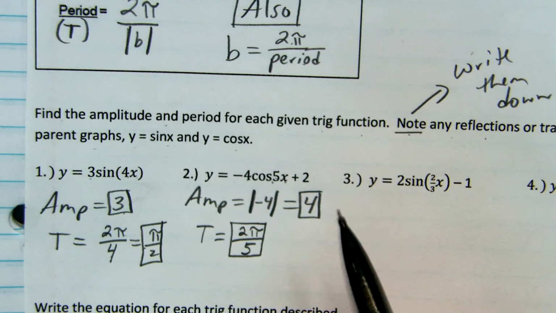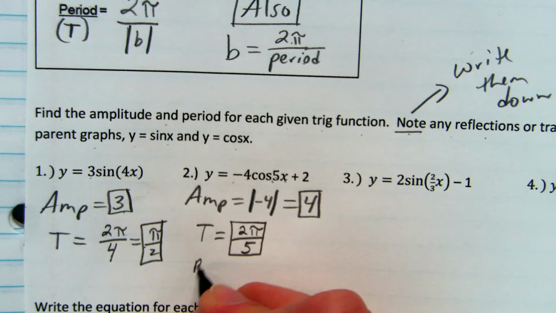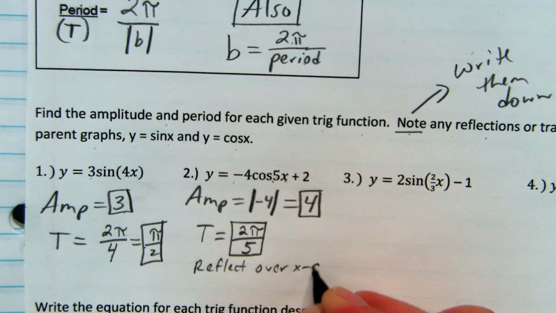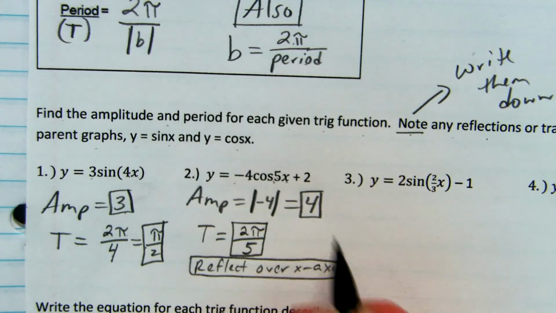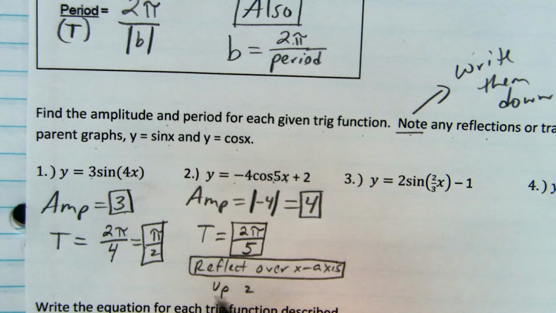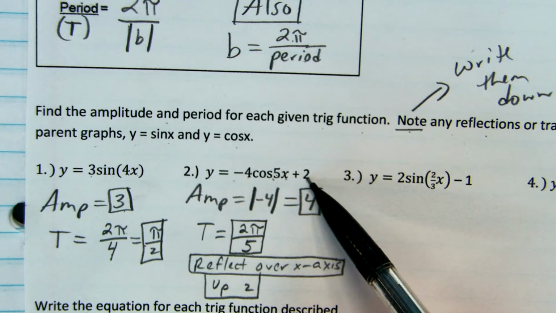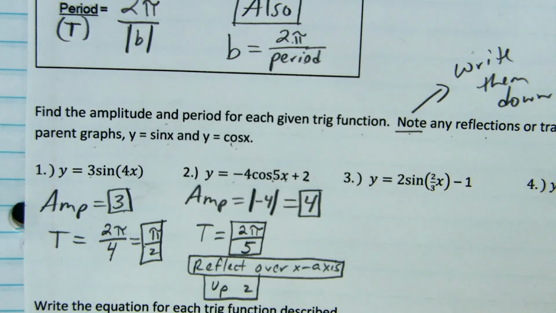Is there anything else that's been done? What does that negative do? Okay, so the negative is a reflection over x. I'm just going to put reflect over x-axis. And what about the +2 that's on the end? That moves it up 2. You could write translation up 2. Anything that is changed from the parent graph cosine, we are going to write down.